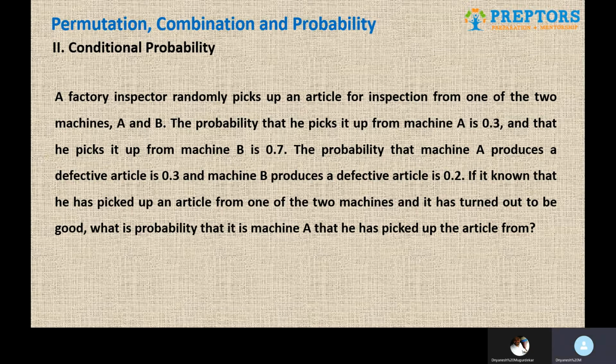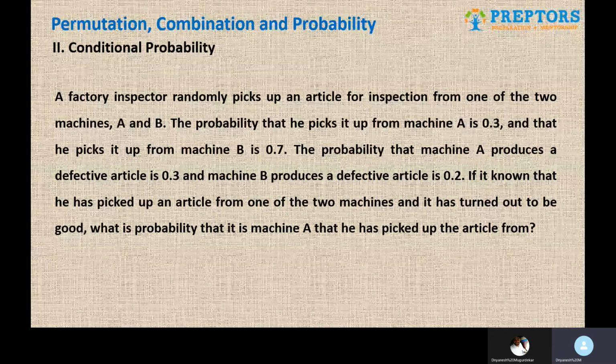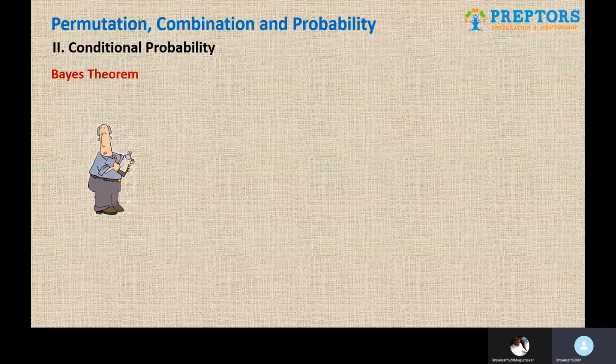So what exactly is going to happen here is the favorable outcome: it has to be a good article, and it has to be from machine A. That is going to be your favorable outcome. So it's a combination of two things. Not only do we have to select machine A, but the article should also be a good article. And the sample space will be that the article is a good article, so it can be from machine A or from machine B, but it has to be a good article. So how do we do this?